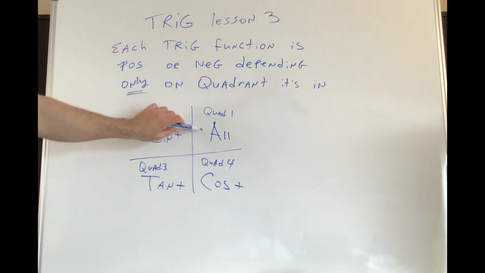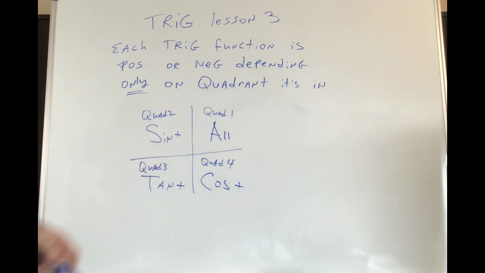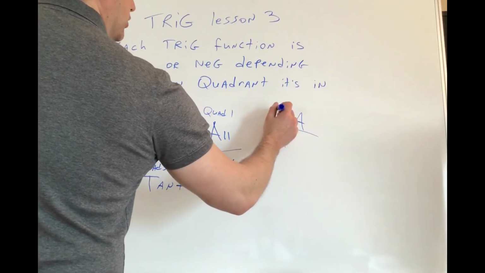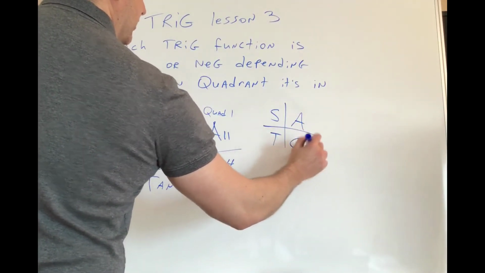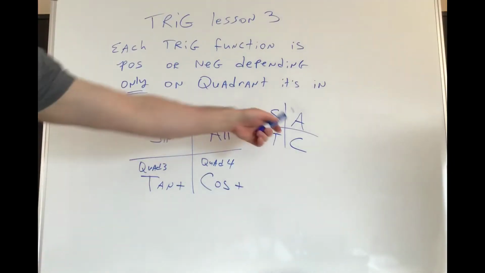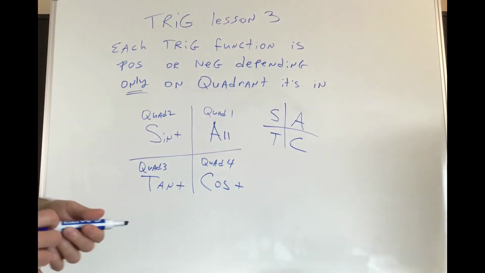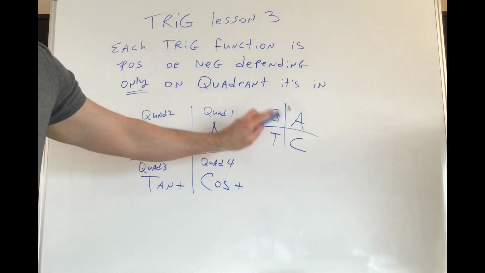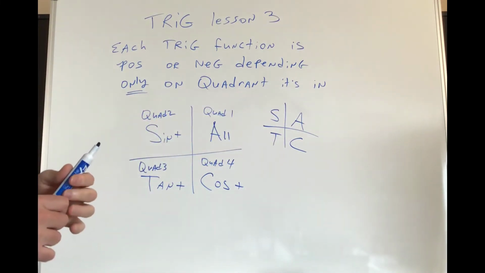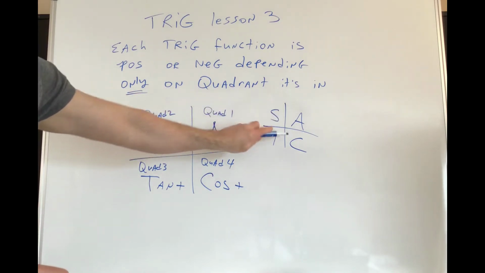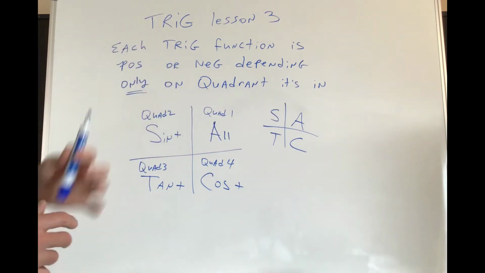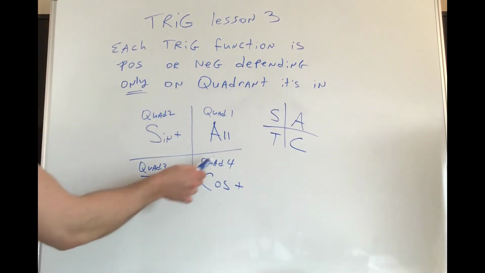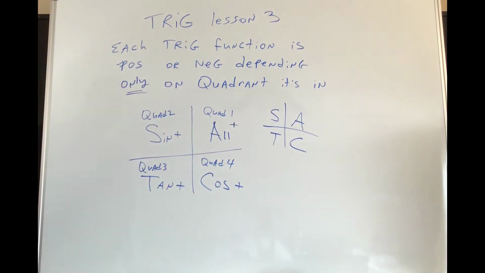So you see A, S, T, C. What does that stand for? All scientists take calculus. Right? All scientists take calculus. So the letter tells you who is positive in that quadrant.